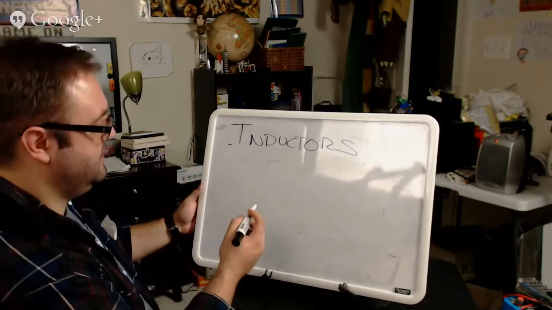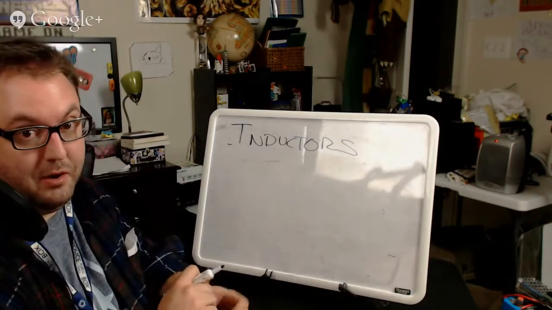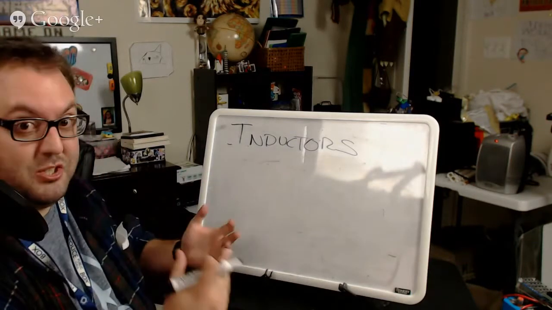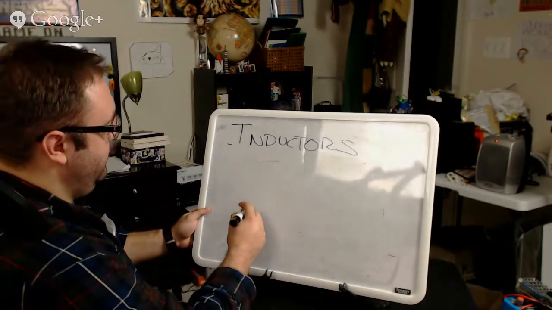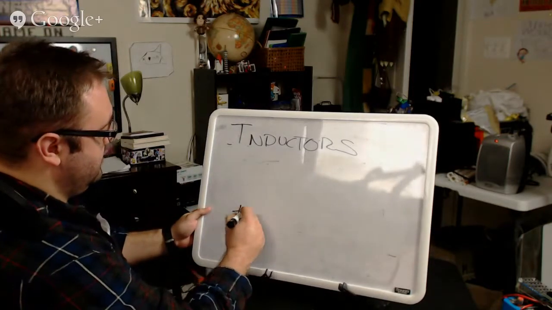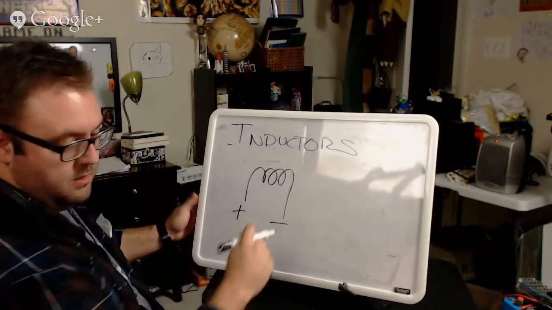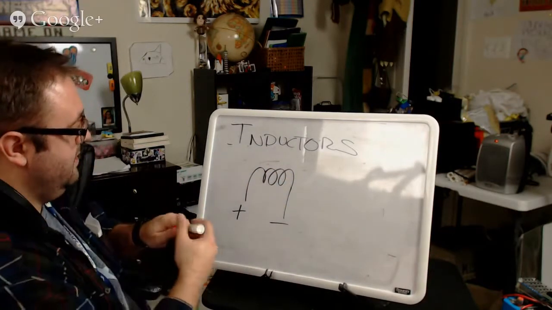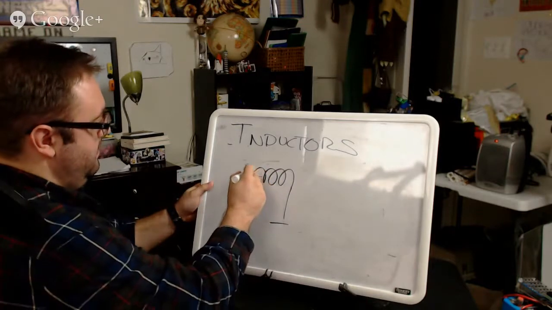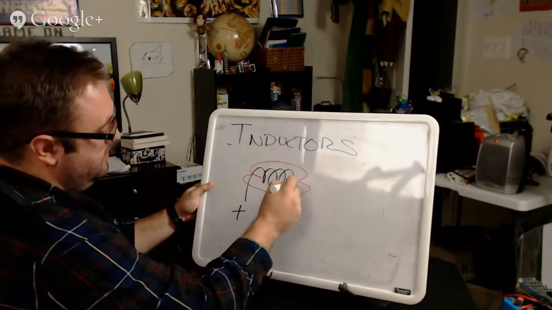What is a solenoid? A solenoid is nothing more than, they also call it a sucking magnet. It's an electromagnet. So when you put a voltage across the coil, what happens is a magnetic field is induced.